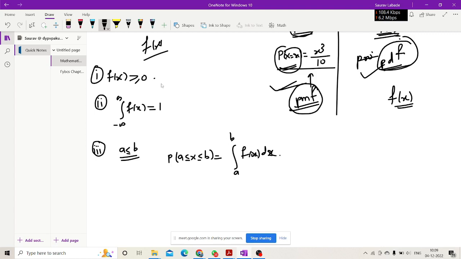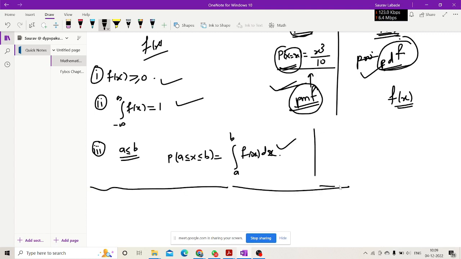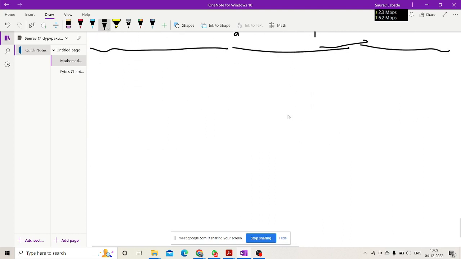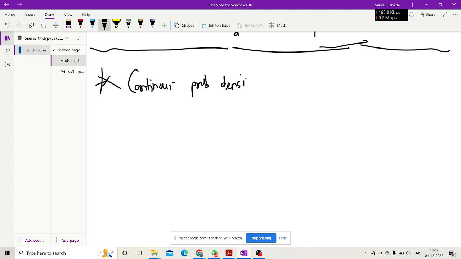Okay, so these are just three properties you have to remember. If these three properties are satisfied, or these three conditions are satisfied, then my x will be a continuous random variable. Okay. Now let's see what is a PDF. What is a continuous probability density function?